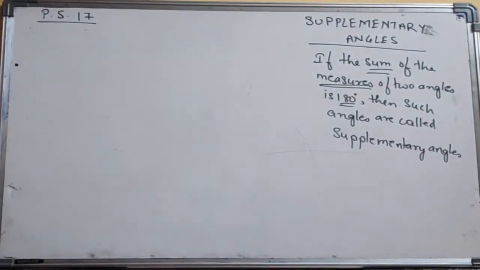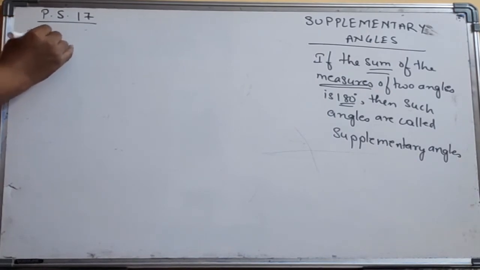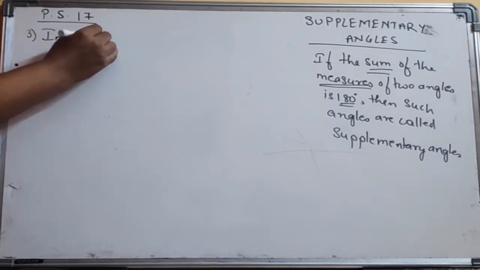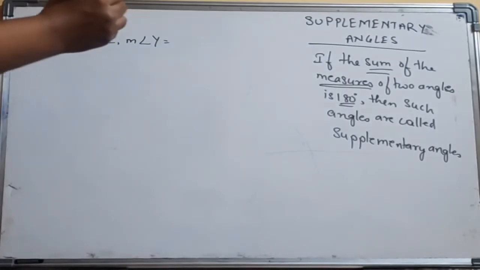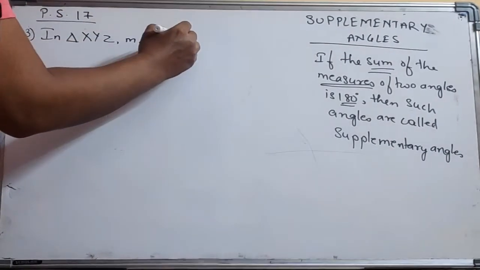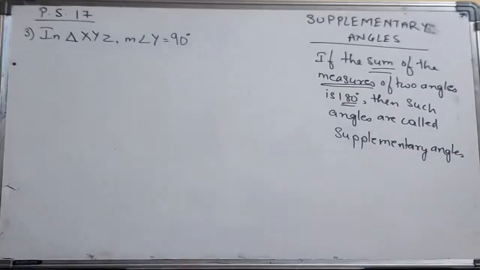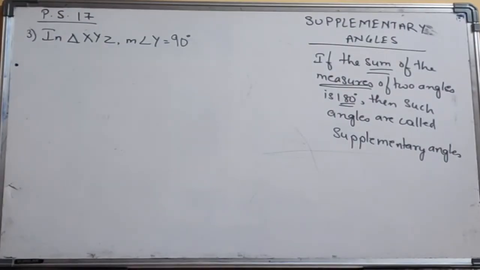Now, let us look at question number 3. In question number 3, it says, in triangle XYZ, measure of angle Y is 90. What kind of pair do angle X and angle Z make? So, they have said, in triangle XYZ, measure of angle Y is equals to 90 degree. You have to check what type of angles are angle X and angle Z.